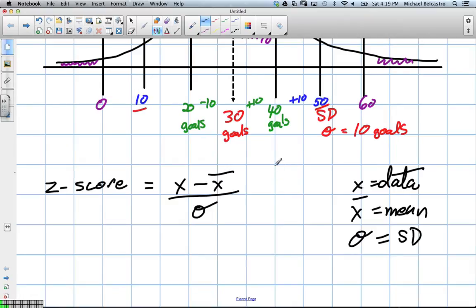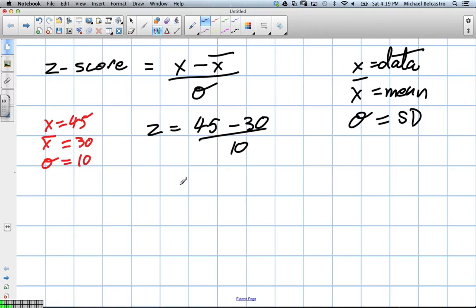Okay, so let's say I make the NHL, or we find a guy, and he happens to score 45 goals this season. So in that case, our data is 45. We know our mean was already 30, and our standard deviation was 10. We had all that information. So let's find out what the Z-score for this guy is going to be. Where's he going to fall? Well, we take 45, we subtract the 30, and divide by 10. That's going to give us 15 divided by 10, which is 1.5.